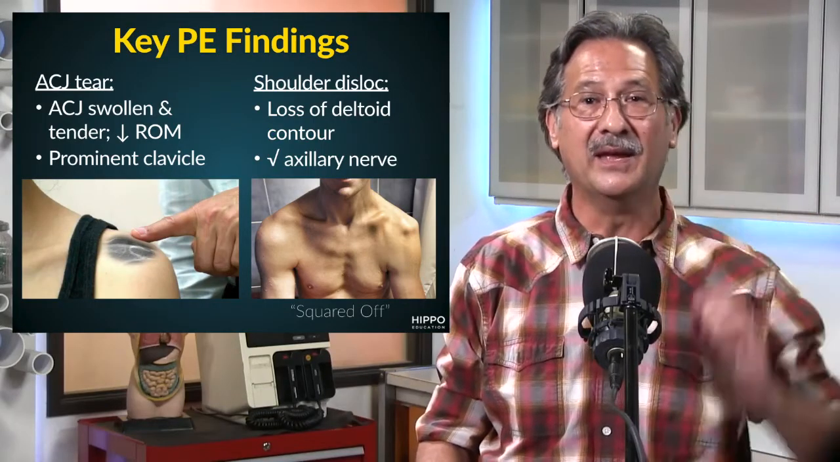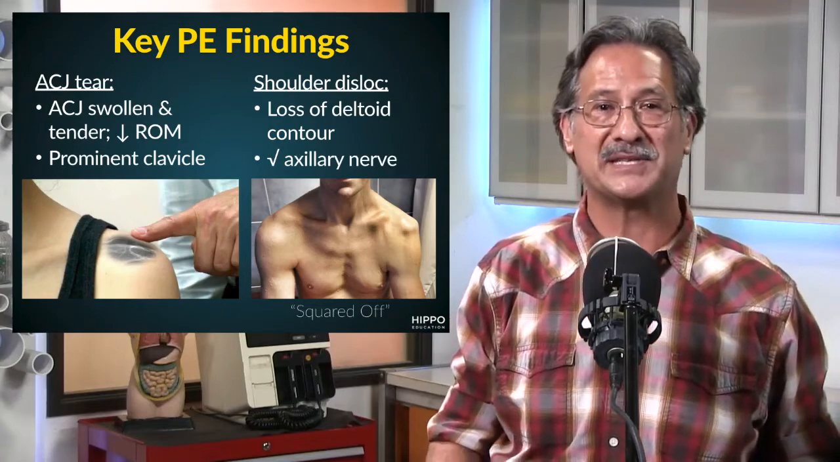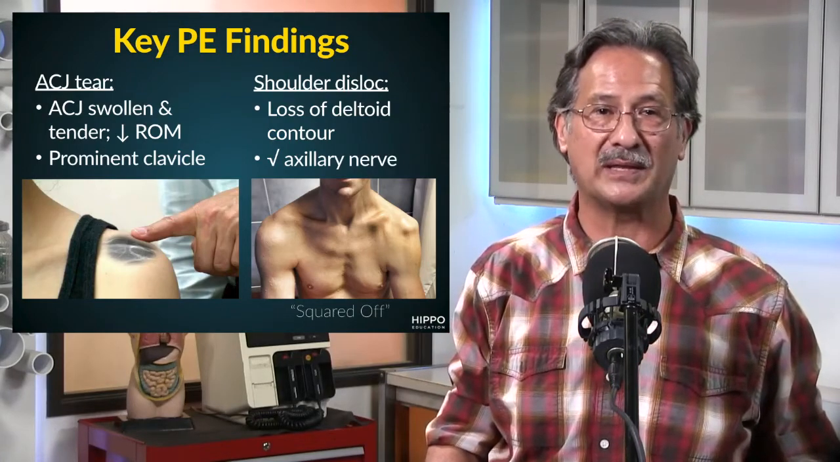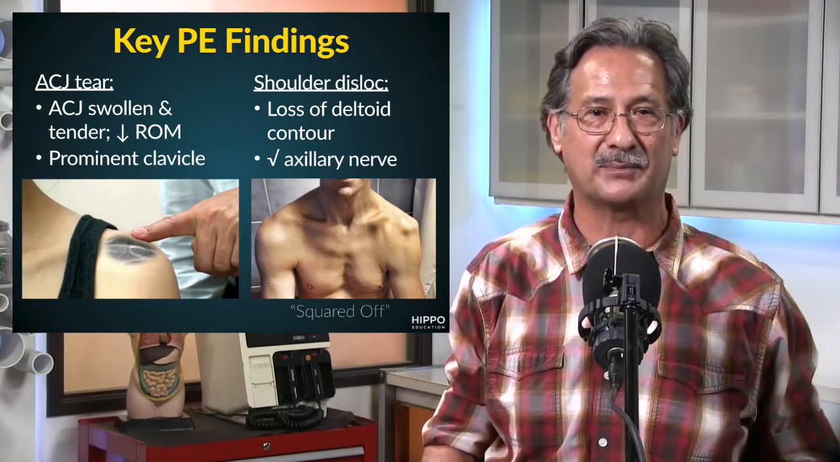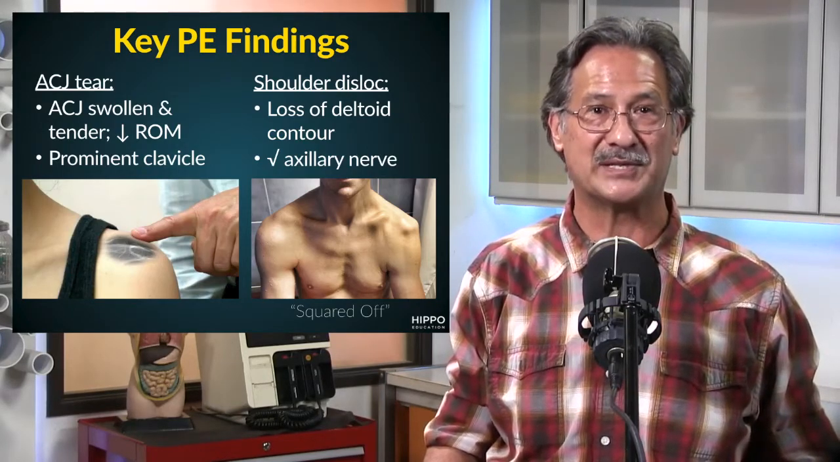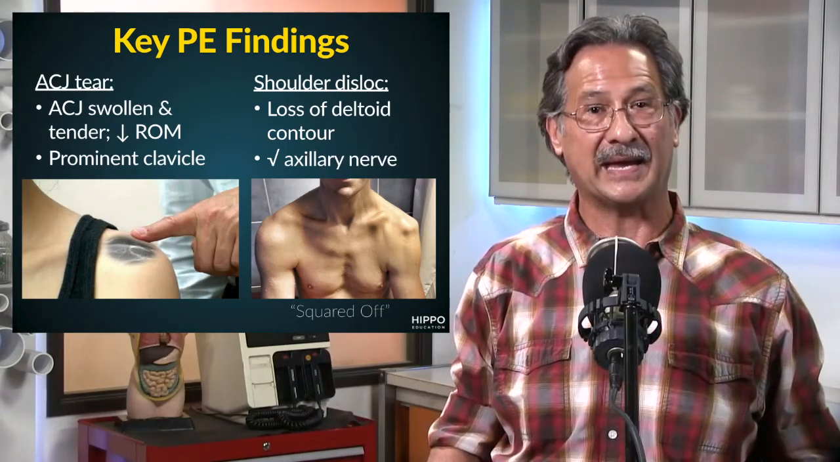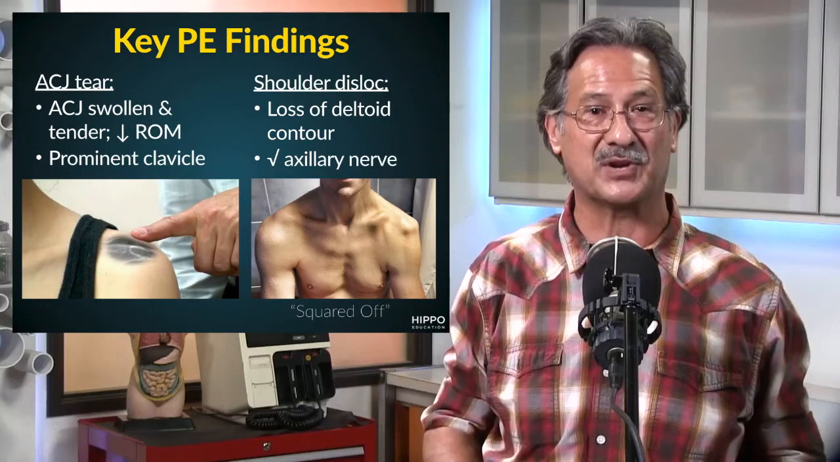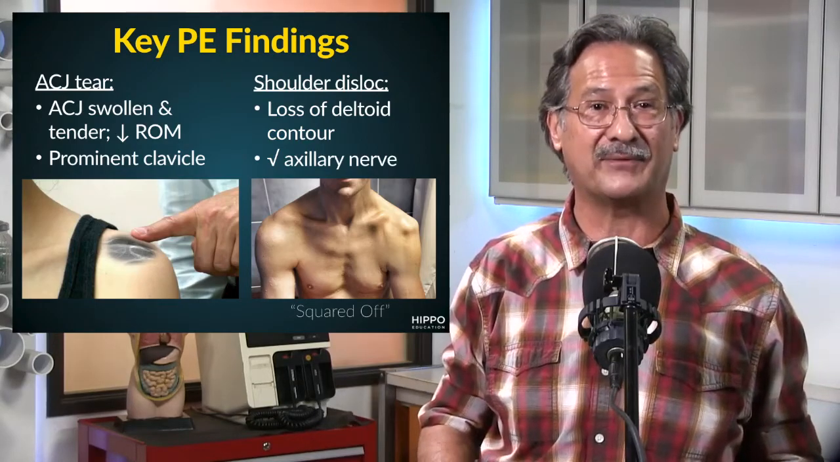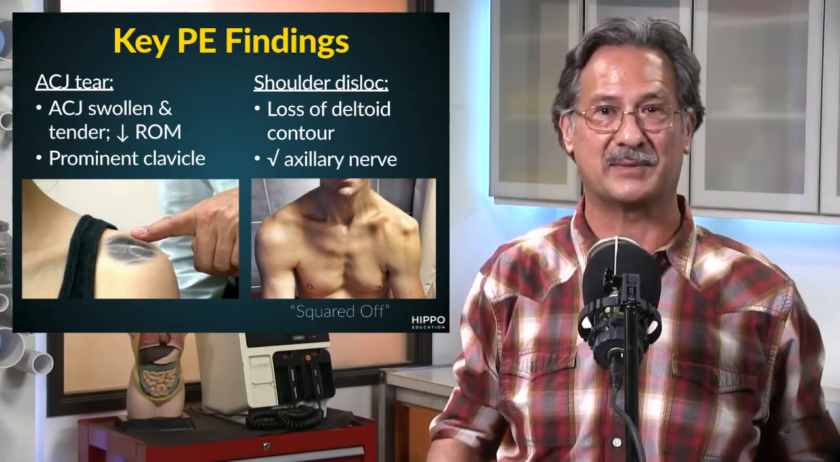Let's take a look at this slide. Some of the key physical exam findings with the AC joint tear: we're going to see swelling and tenderness over that acromioclavicular joint, right where that finger is on that person's shoulder. There's going to be a decrease in range of motion of the shoulder. And if you have complete diastasis or complete tearing of those ligamentous structures, we can have a prominent clavicle visible on physical exam as well.